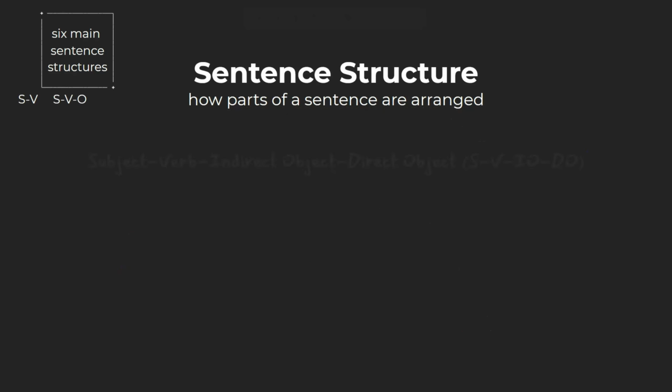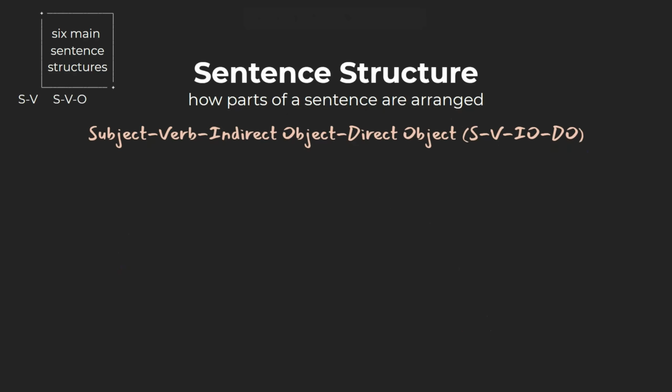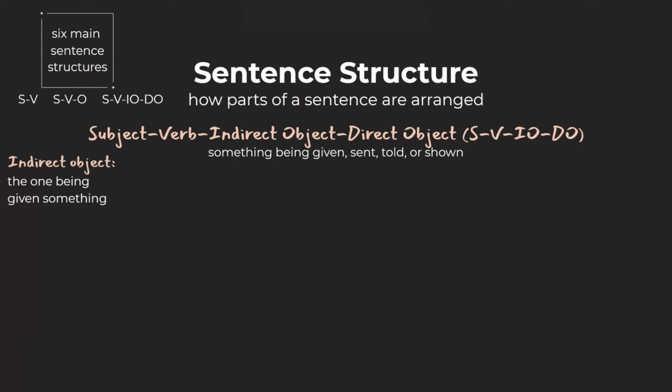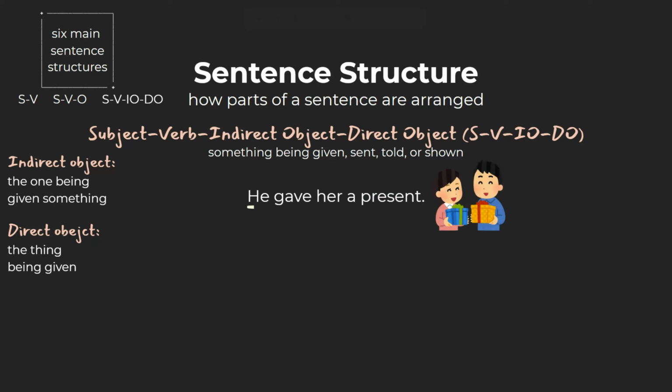The next sentence structure type is subject-verb-indirect-object-direct-object, or SVIOO. Sentences with indirect objects discuss something being given, sent, told, or shown to someone. The indirect object is the one being given something, while the direct object is the thing being given. For example, in the sentence, "He gave her a present," he is the subject, gave is the verb, her is the indirect object, as she's the one being given something, and a present is the direct object, as it's what's being given.